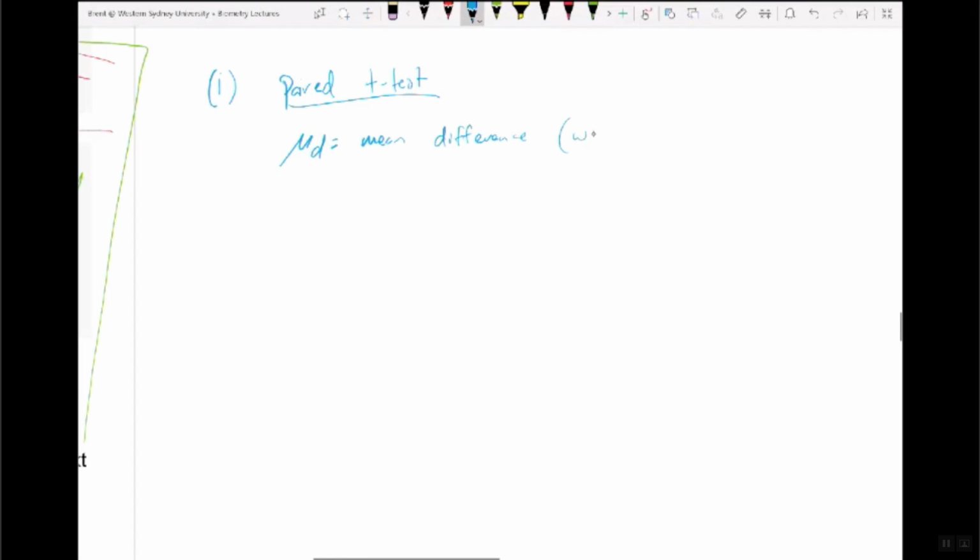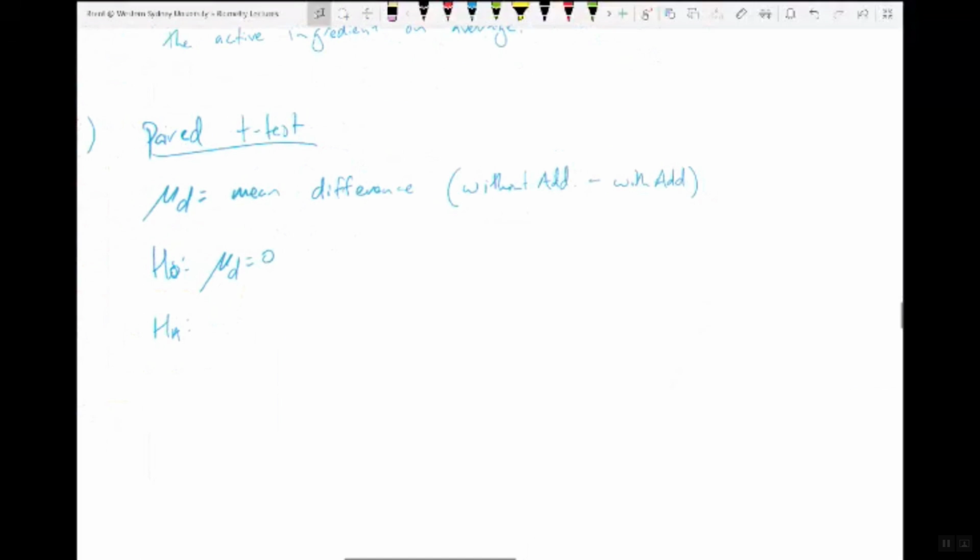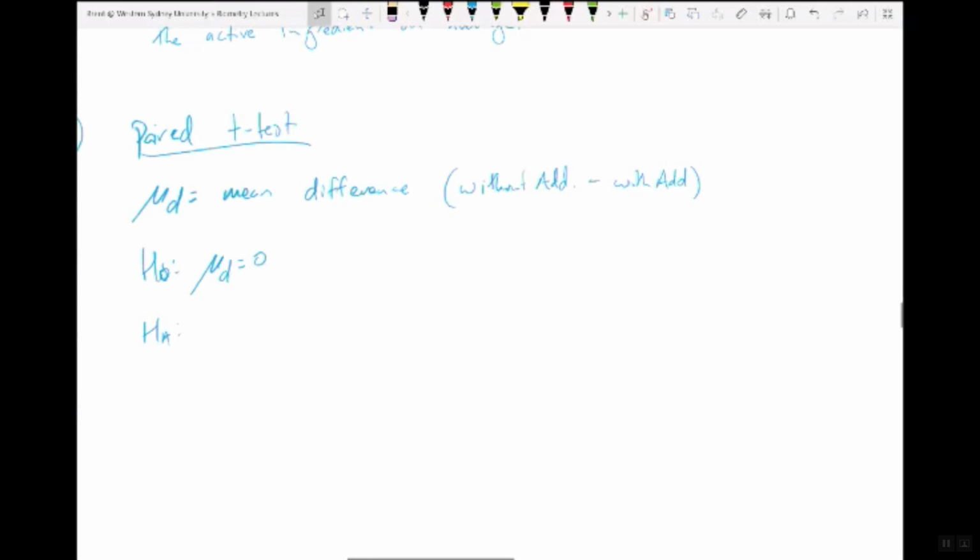If I'm calculating the differences without minus with, and let's say that higher efficiency means a higher number, then I'd expect the mean difference to be negative. Because if you don't have the additive, you subtract that from the number with the additive. The without additive number is smaller than the with additive number. You should get a negative number on average. So that's what I'm looking for. I'm looking for mu d is less than 0. The average difference is less than 0.